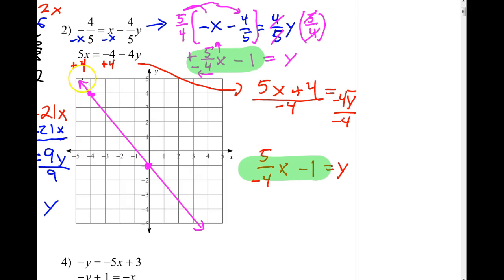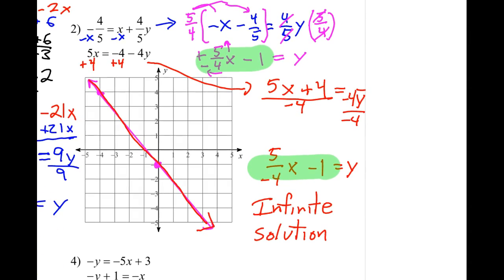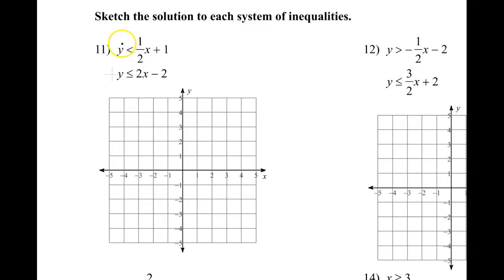So the answer is where these intersect, right? And so what do you say if they intersect at every single point? Oh, there's an infinite number of intersections, so we call it infinite solutions. If they didn't intersect at all, they're parallel, then there's no intersections, it would be no solution at all. I'll leave that to you. Now, let's go ahead and graph these.